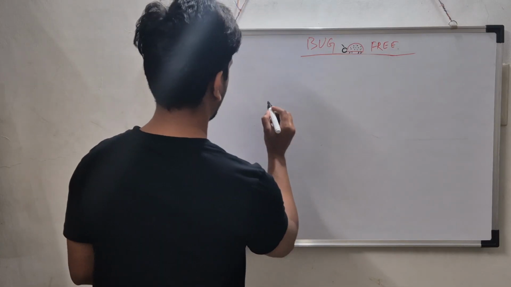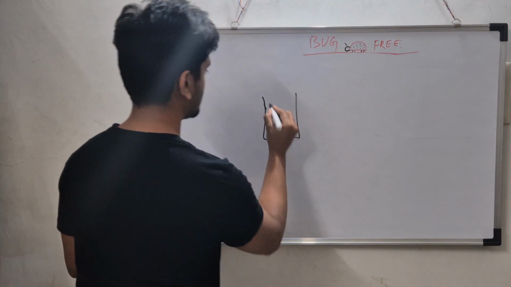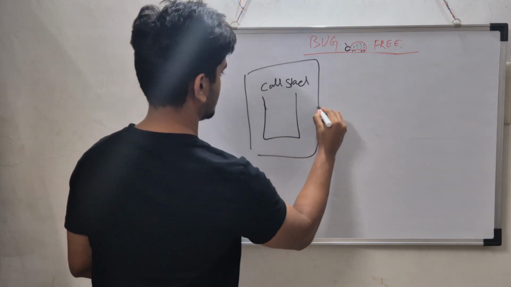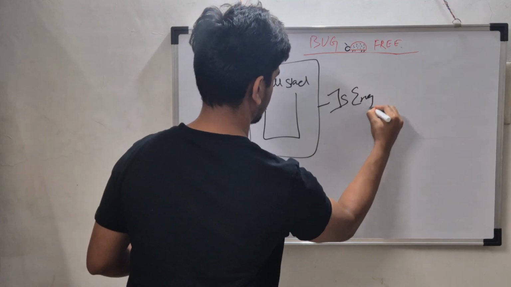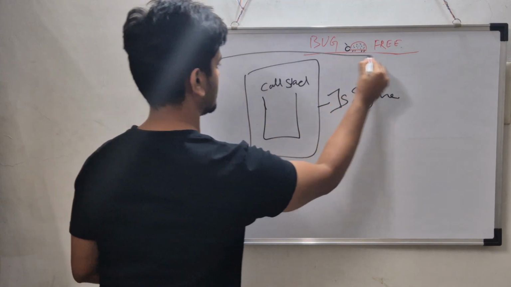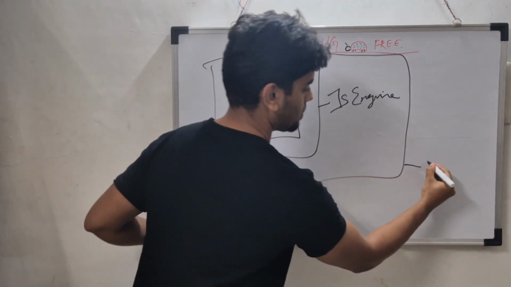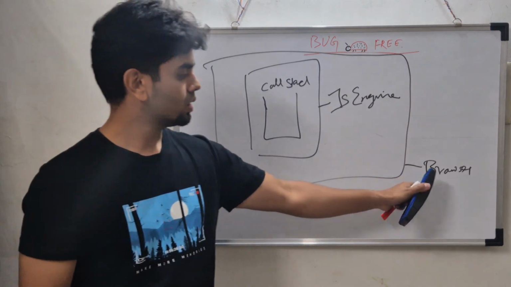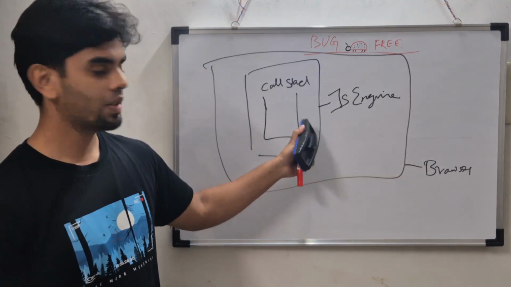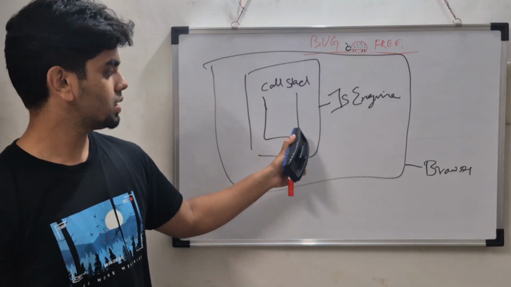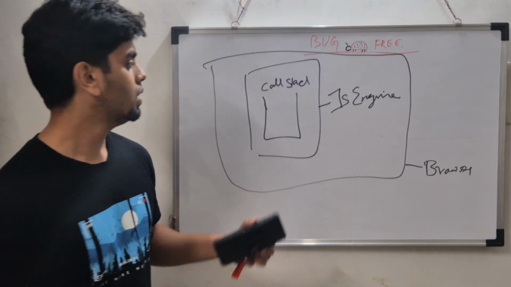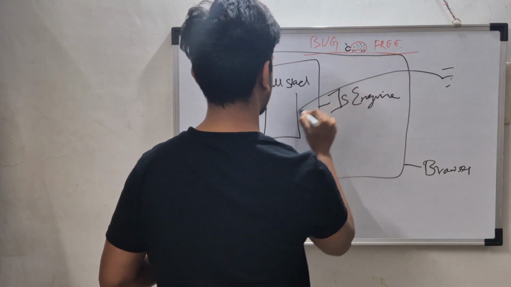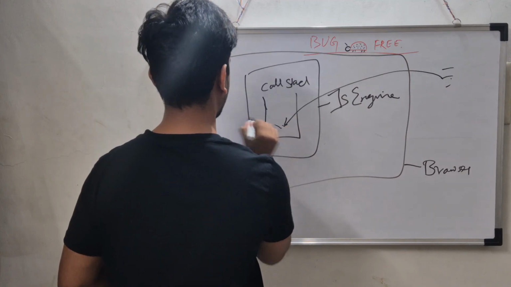Let's see the architecture in detail, how it looks. This is the call stack. This is the JS engine. This will be our browser. Inside the browser we have a JS engine, and every browser has its own JS engine. Inside the JS engine the call stack will be there. So whenever we execute any code in JavaScript, it gets pushed to the JS engine call stack, and from this call stack it gets executed.